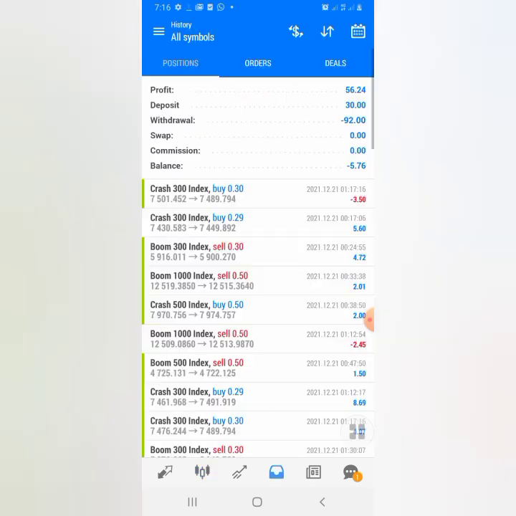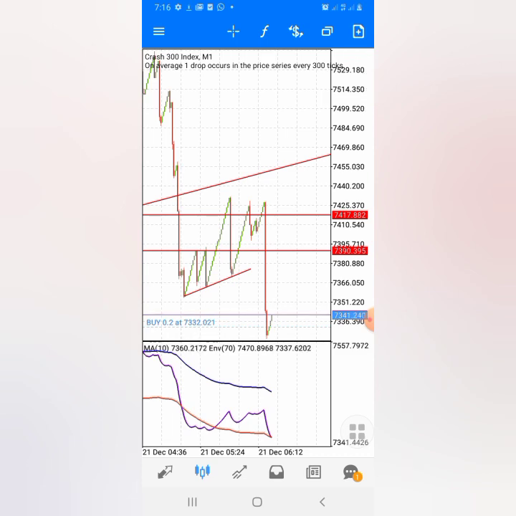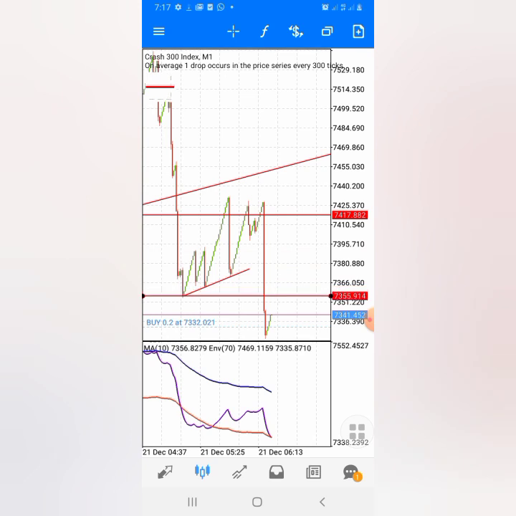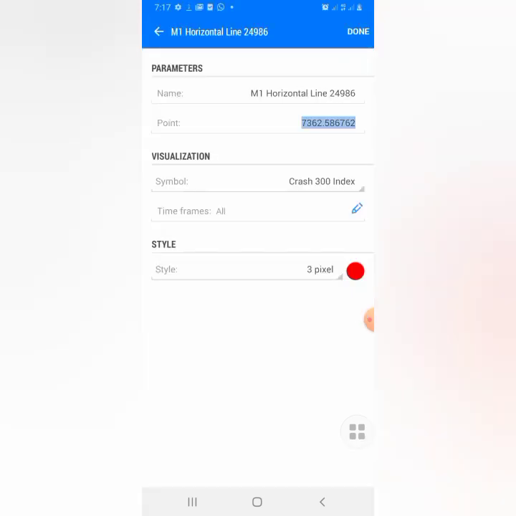If you see here, I'm in a trade right now, and I'll be exiting this trade very soon. I'm using a lot size of 0.2. I should take my TP somewhere here. This should be my TP. This is my line. Let me set it as we proceed. So I will show you why I'm using it.